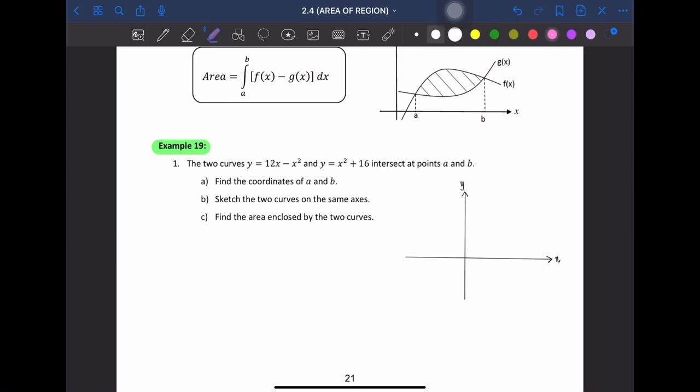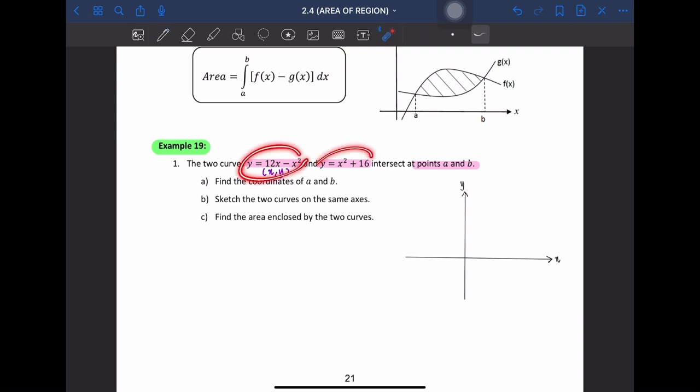So the question said that the two curves y equal to this and y equal to this intersect ataupun bertindih at points A and B. Okay, so the question asks us to find the coordinates, cari koordinat. So bila soalan kata koordinat, mestilah ada value of x and also value of y. Okay, so how do we find the intersection points? We can use simultaneous equation. Okay, persamaan serentak.